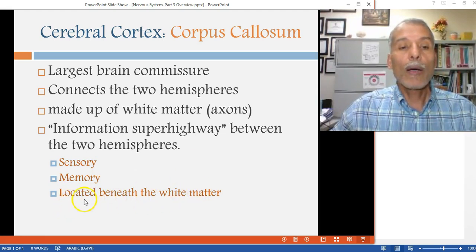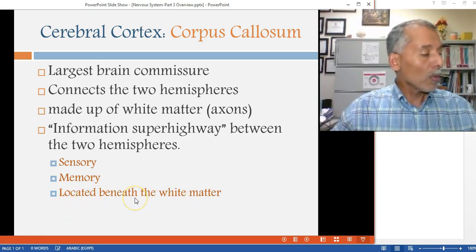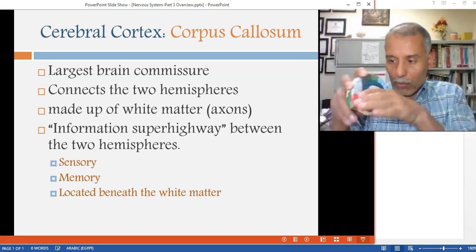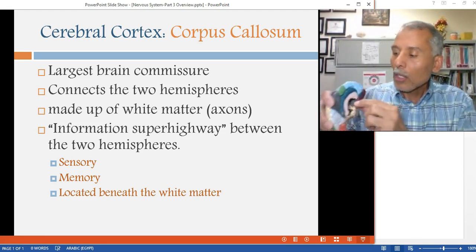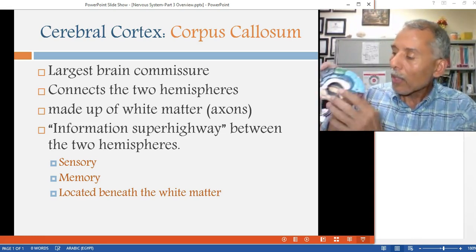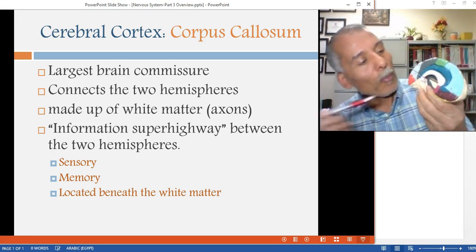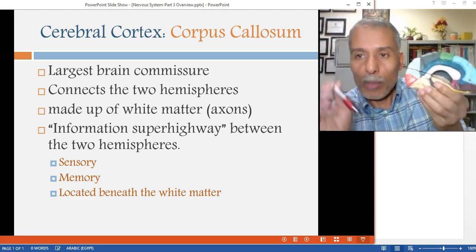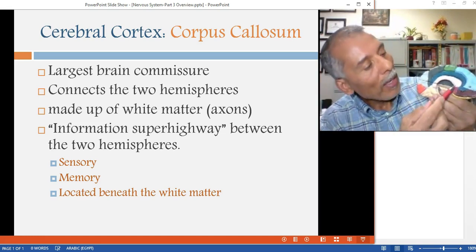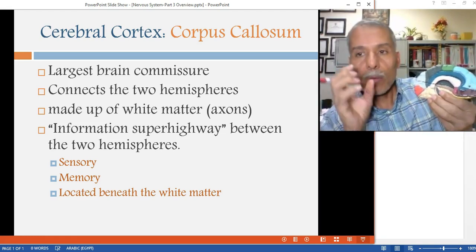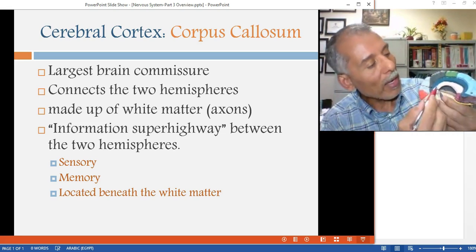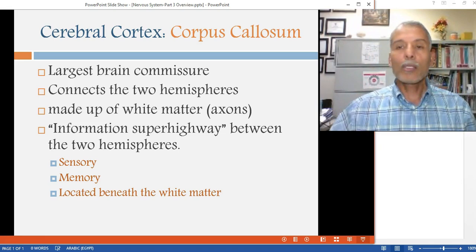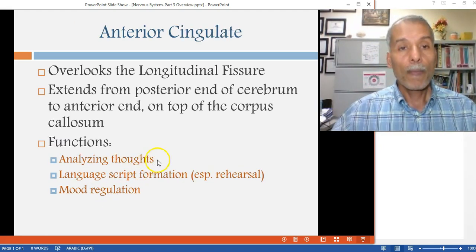And when you separate the two hemispheres, you are going to see here the corpus callosum. Corpus means body, callosum means callus, like a tough body, because the axons are very condensed in there. That is the bridge that connects the two sides of the brain, or the two hemispheres.